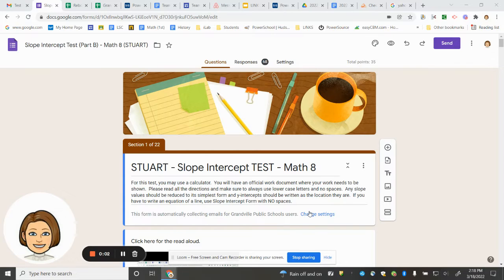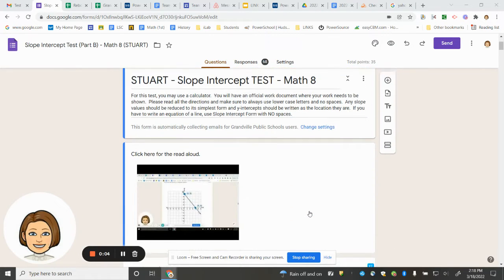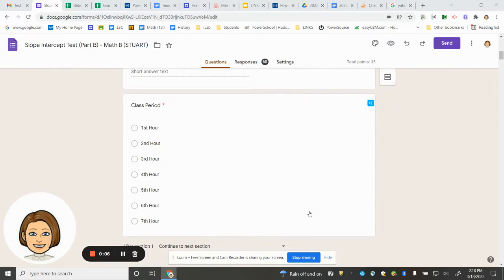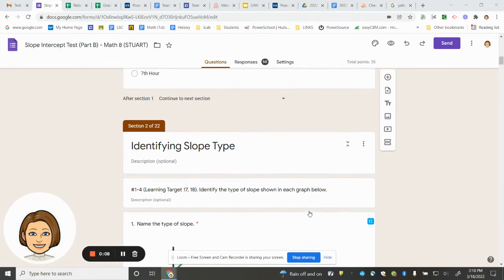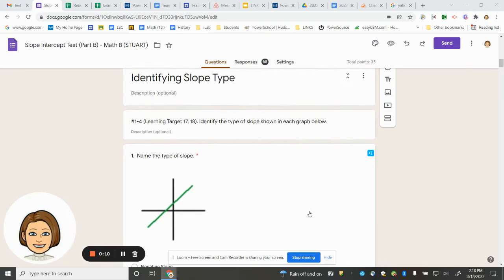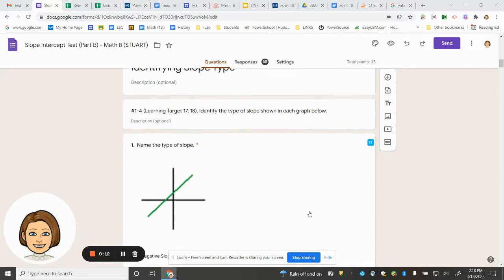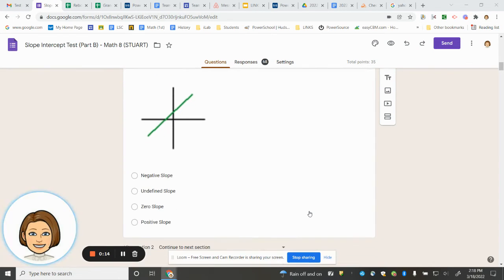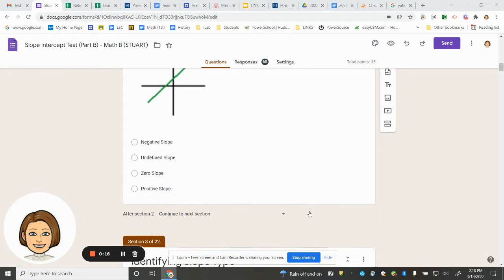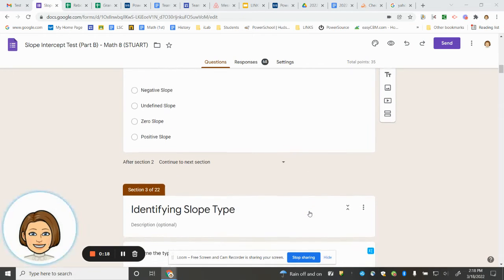This is the slope-intercept test. The first section is identifying slope. Number 1, name the type of slope. Is it negative slope, undefined slope, zero slope, positive slope?